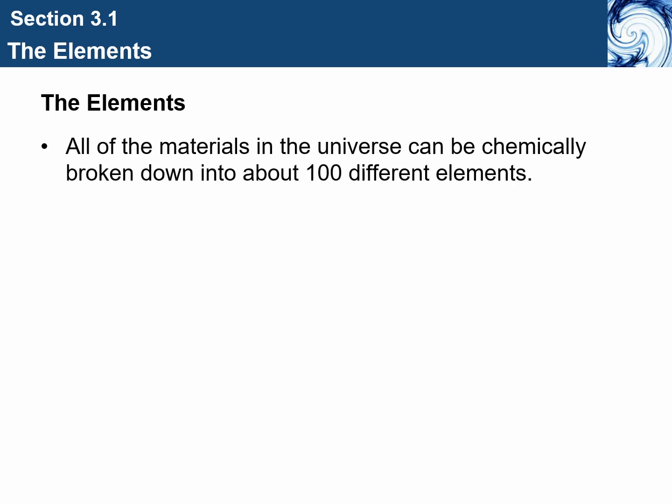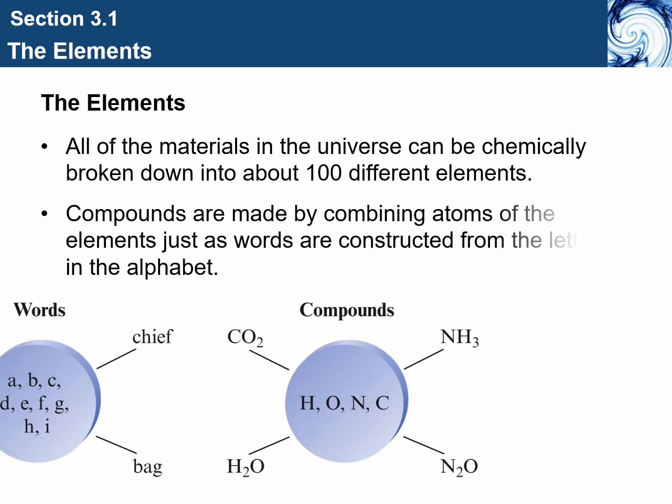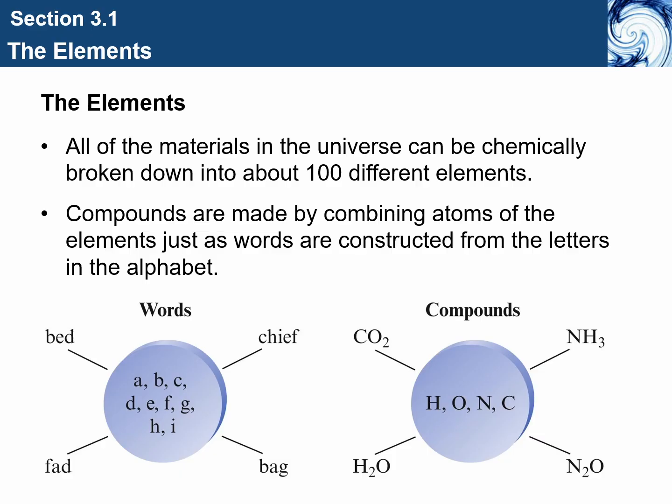The elements. All of the materials in the universe can be chemically broken down into about 118 different elements. Although the number of possible materials seems to be almost unlimited, those materials are built from a relatively small collection of basic substances. The diagram here compares the elements to the letters in the alphabet.